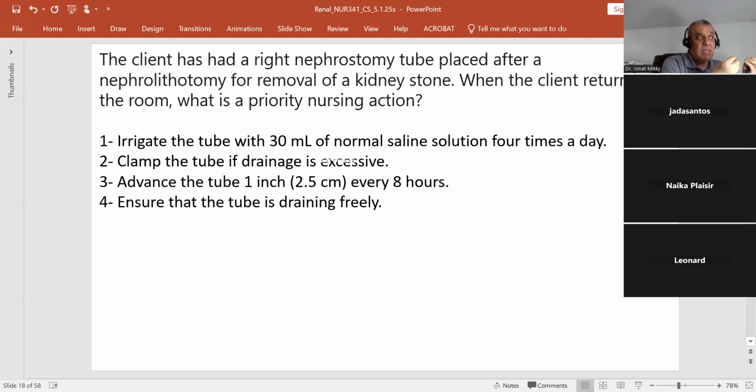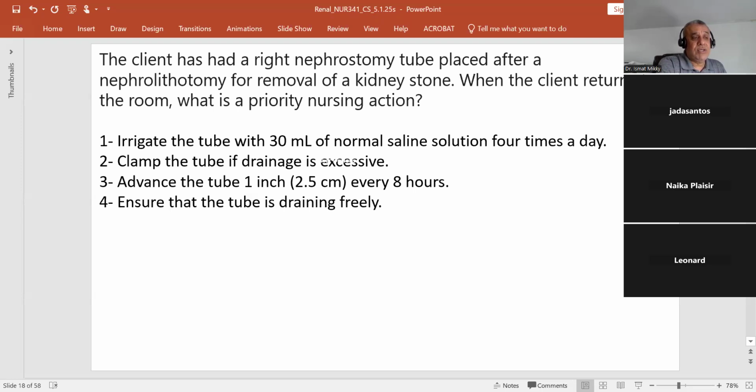So it's a surgical incision. This one is an invasive procedure, right? We have to go right into the kidneys and physically remove the kidney stones. That's called nephrolithotomy. After that, they will insert the nephrostomy tube into the kidneys, and that will stay for a while, sometimes a few days, sometimes a few weeks.